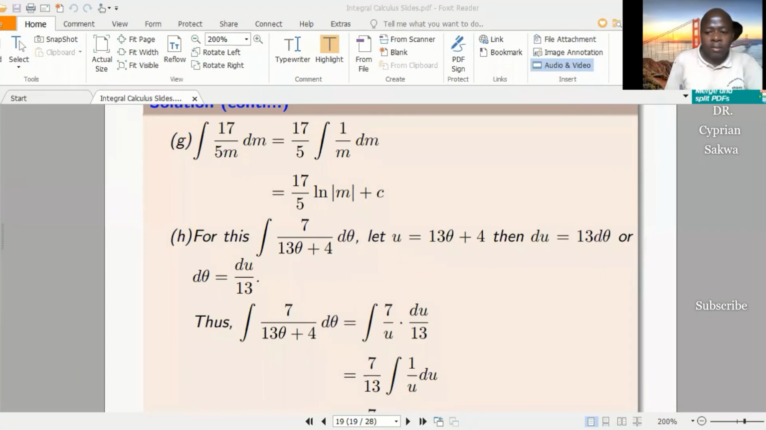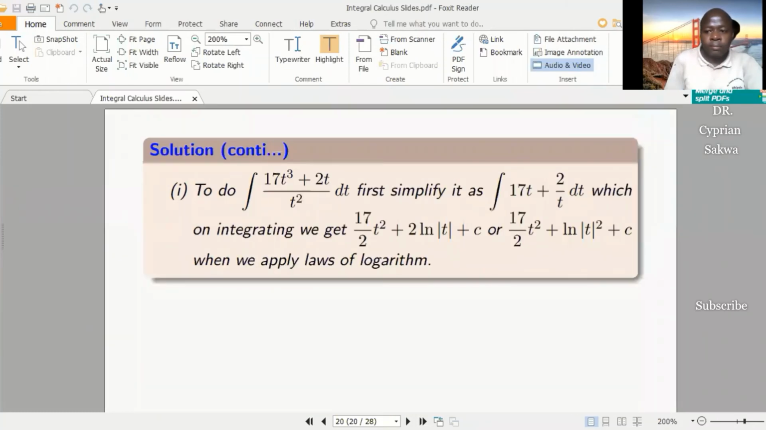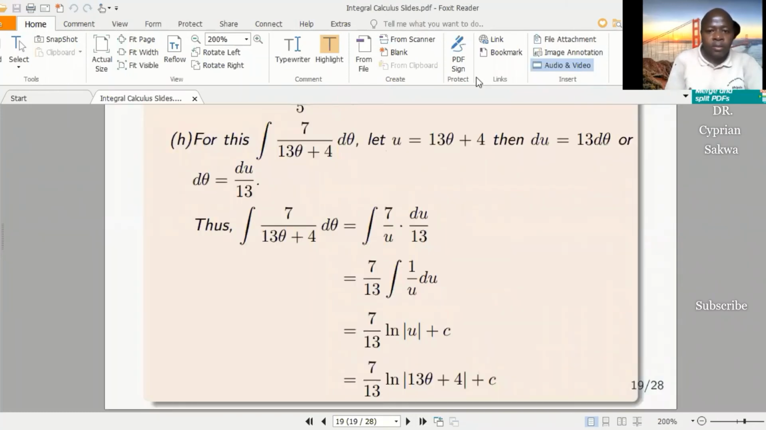So let me look at this other one. Now I want to integrate 7 out of 13 theta plus 4. So I know how to integrate 1 out of u, but this one I have to call u. So I say let u be 13 theta plus 4.